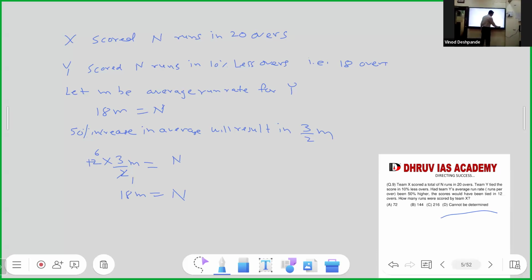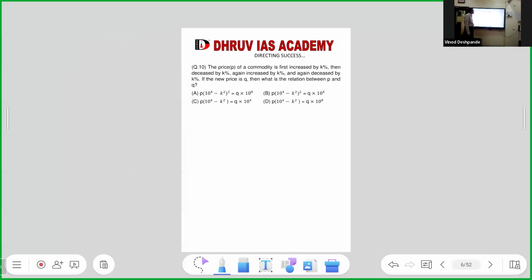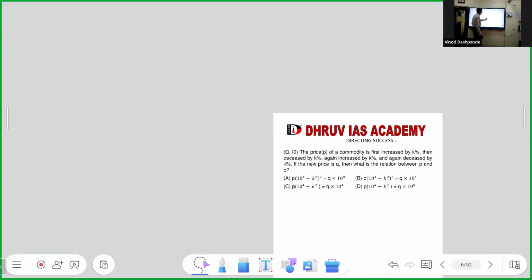So coming to the next question. The price P of a commodity is first increased by K%, then decreased by K%, again increased by K%, again decreased by K%. So alternately it is increasing or decreasing by K%. If the new price is Q, then what is the relation between P and Q? So let us see how to go about this question.